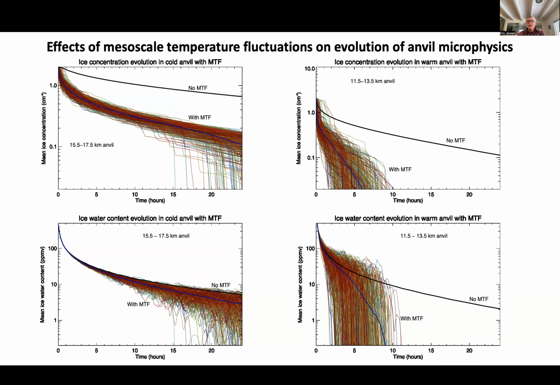Again, looking at the warmer anvils, the warmer lower anvil, everything's more rapid. You basically destroy your cloud typically within 10 hours when you include these mesoscale temperature fluctuations. So it really limits the lifetime of the anvils, both in terms of ice concentration and in terms of ice water content, because you basically just lost all your ice. So I think it's an interesting result that you can really limit the lifetime of these anvils if they're lower and warmer.